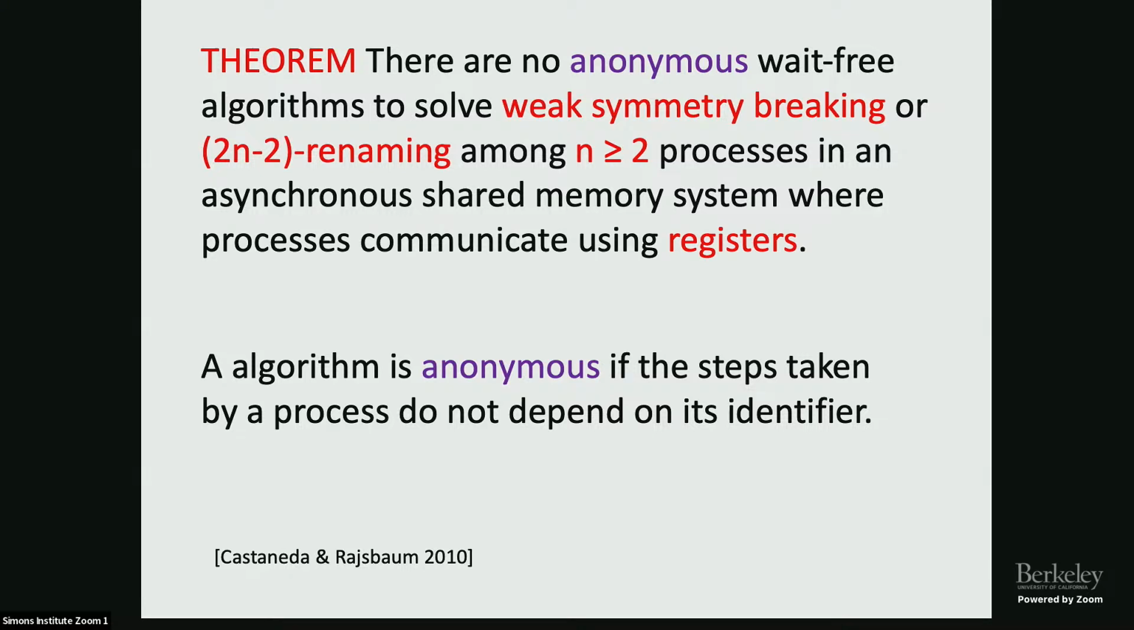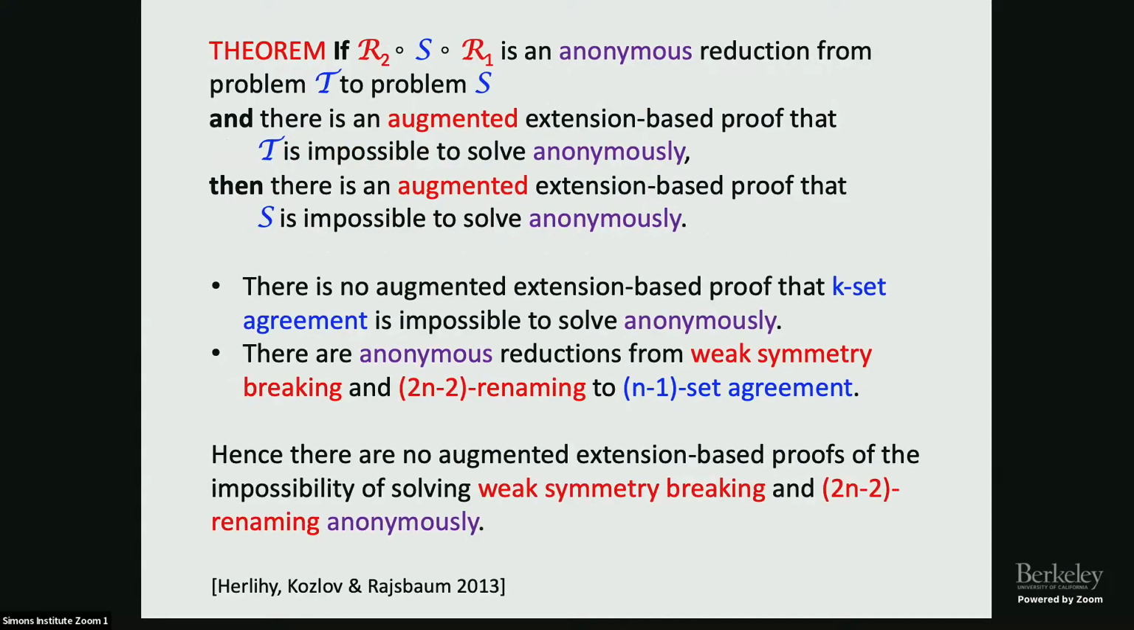Another question posed in the original paper about extension-based proofs is whether these results have extension-based proofs. It's straightforward to extend our reduction theorem to anonymous algorithms. If there's an anonymous reduction from problem T to problem S, and there's an augmented extension-based proof that T is impossible to solve anonymously, then there's an augmented extension-based proof that S is impossible to solve anonymously. Moreover, our proof that there is no augmented extension-based proof that k-set agreement is impossible to solve can be easily extended to show that k-set agreement is impossible to solve anonymously.